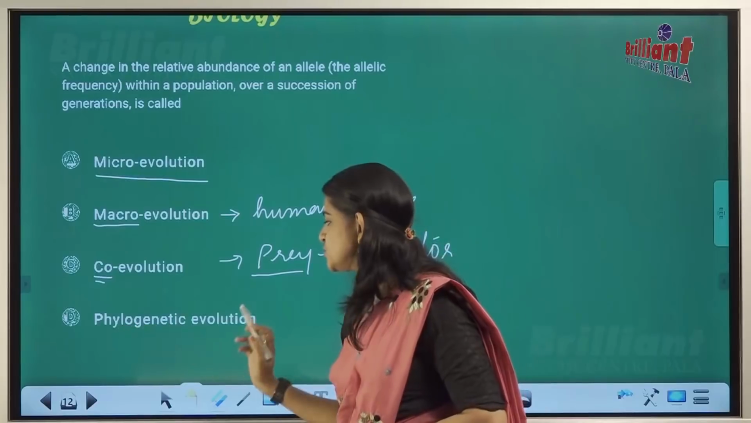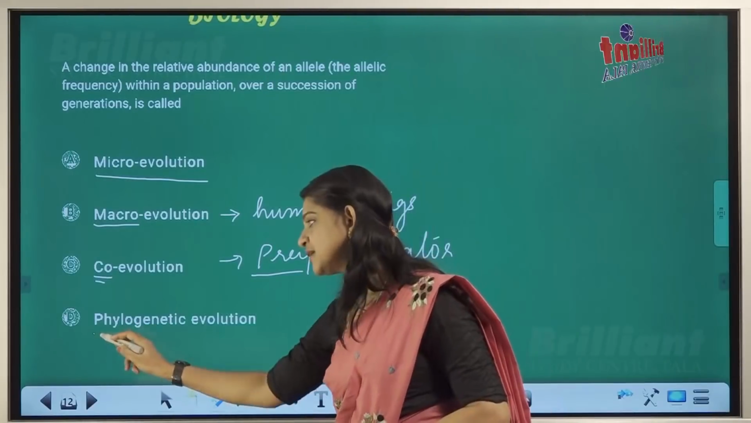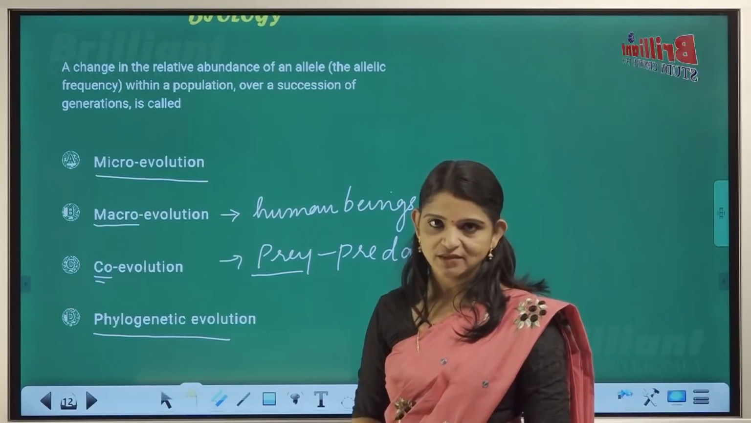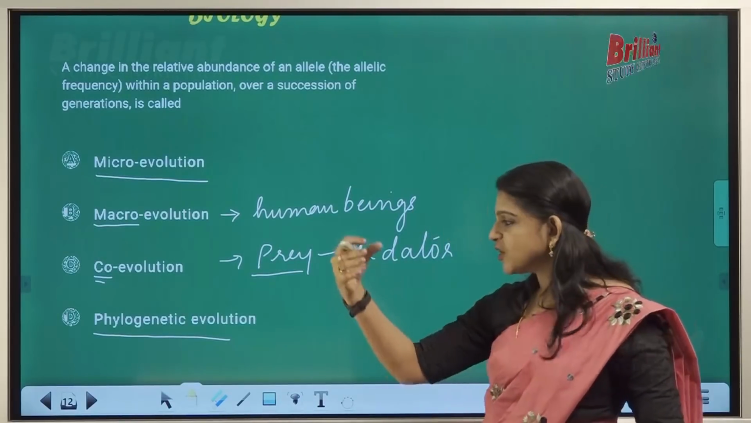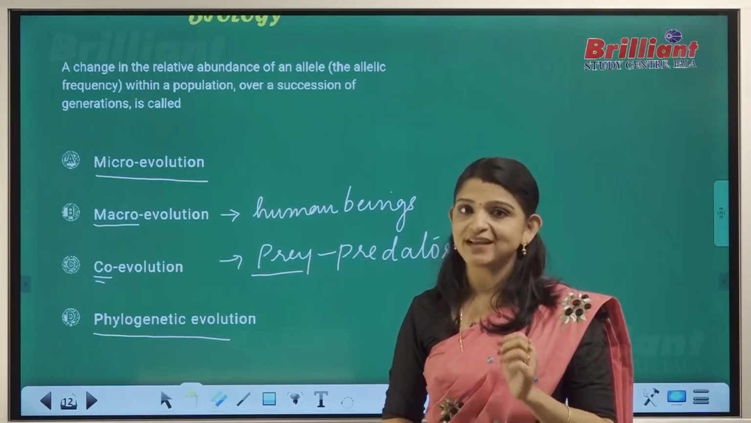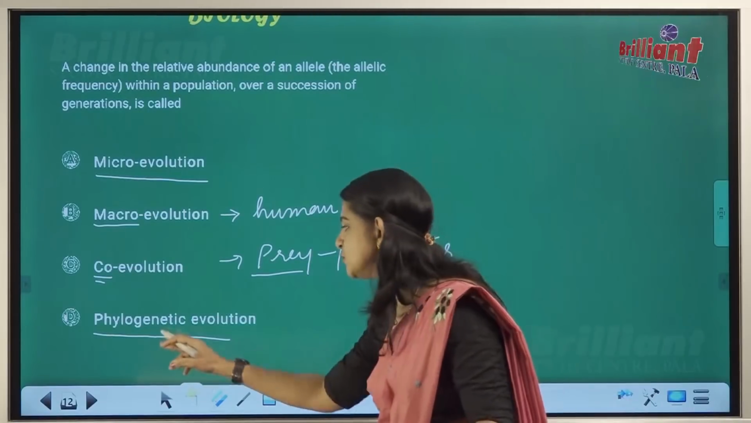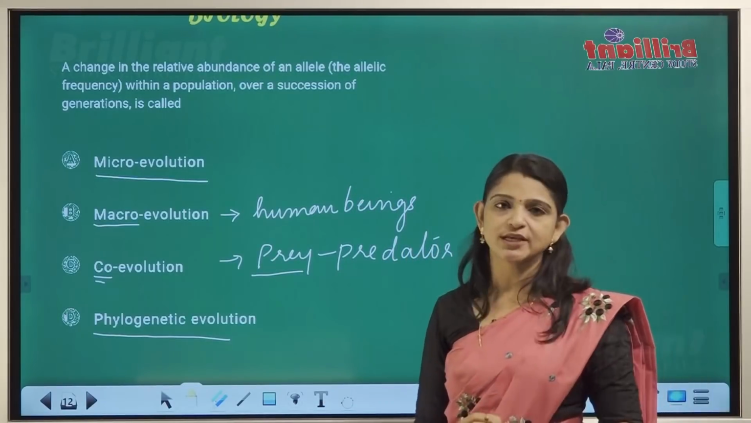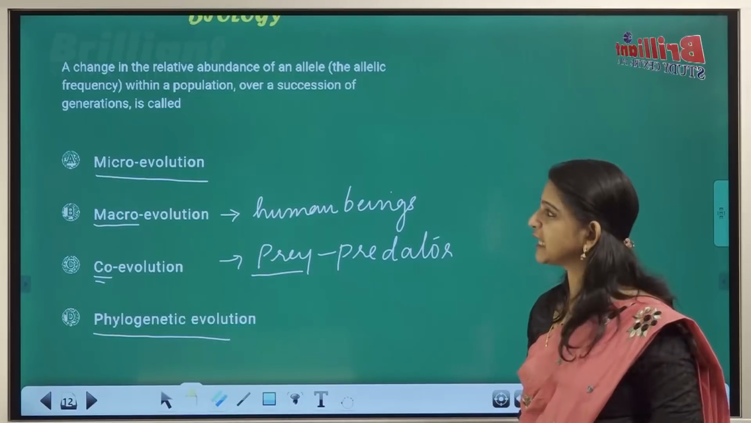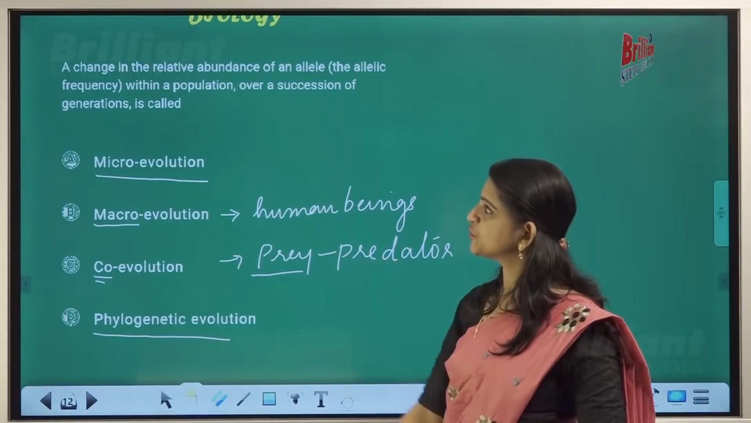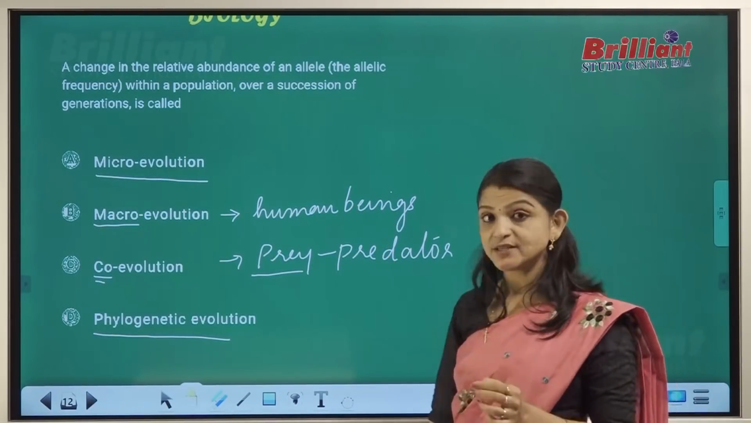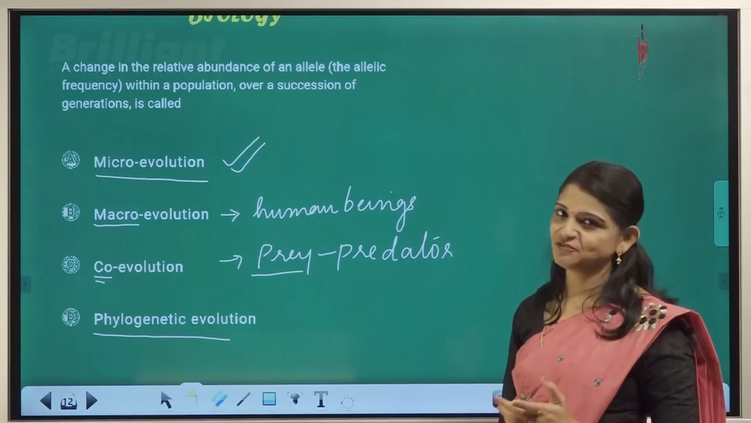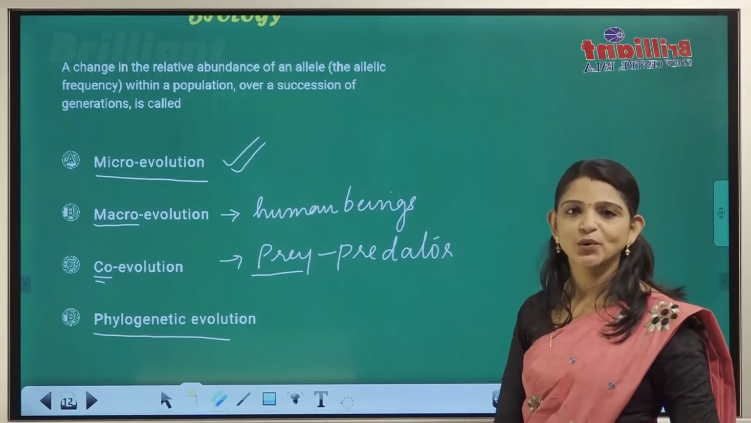Next one, phylogenetic evolution. It is actually not a definitive relation, it is a hypothetical one. They are saying that all the organisms come from a common ancestor. That is called phylogenetic evolution. So in the question, as they are asking about an allelic change, we can definitely conclude that over a succession of generations, allelic frequency changes can cause micro evolution. So the answer is micro evolution.